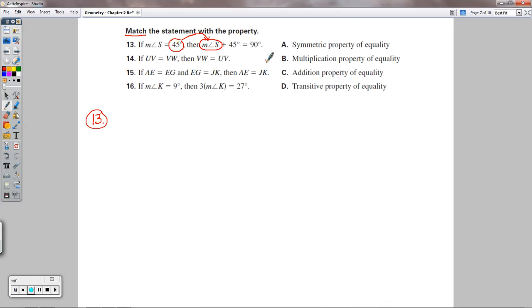And so it looks like, though, that we're adding 45 to both sides. We started with this equation right here, measure of angle S equals 45. If you add 45 to both sides, you would get this statement right here. Adding the same thing to both sides, that right there is the multiplication property of equality. So number 13 would be choice B.